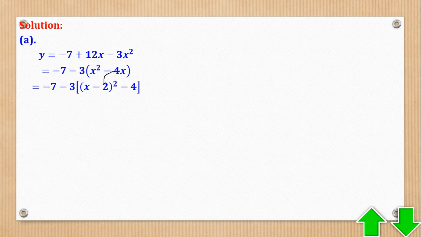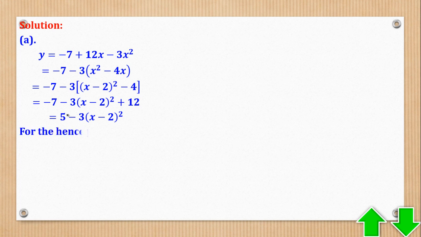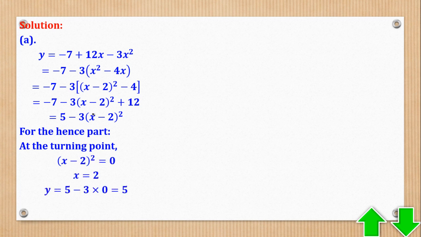Half of this is 2. Then 2 squared is 4. Then open this bracket, come up with that, rearrange to get that. So in that case, I've completed squares. Then I'll say for the hence part, at the turning point, the squared term should be 0. So when the squared term is 0, it means x is equal to 2. What about y? The whole of this becomes 0, so it becomes 3 minus 5 minus 0, which is 5. Therefore, the coordinate of the turning point is 2, 5.